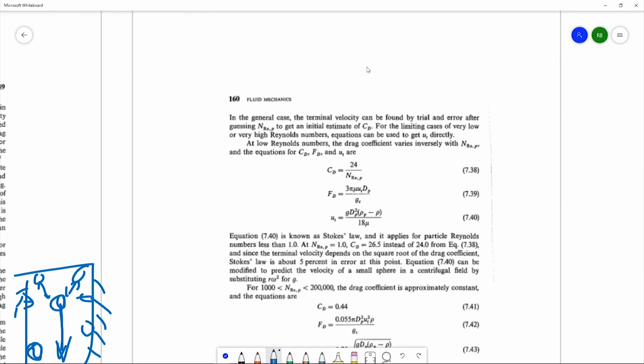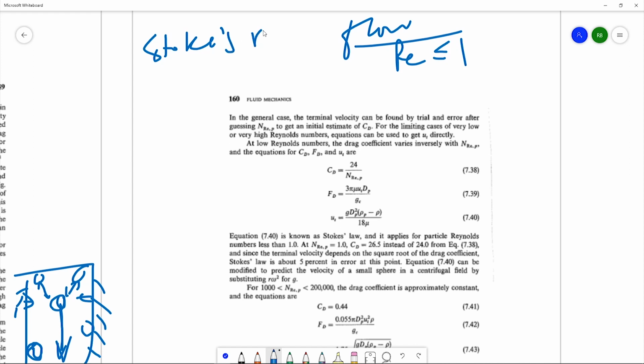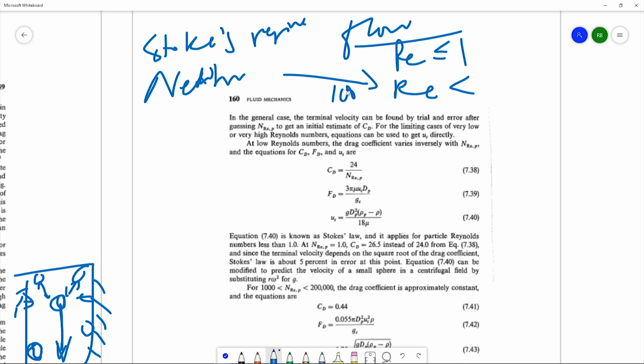Now I have shown you two flow regimes, not settling regimes. Settling regimes are free settling and hindered settling. We have two flow regimes. When the Reynolds number is less than or equal to 1, it is called Stokes regime, right? Stokes regime. And one is Newton's regime if the Reynolds number is greater than 1000, as you can see here, greater than 1000 and less than 200,000 or 2 lakh. Okay.